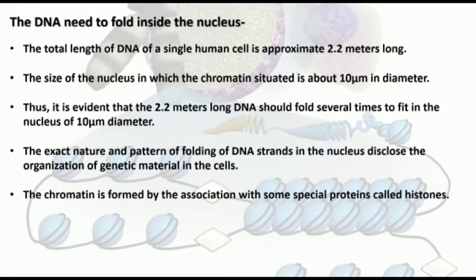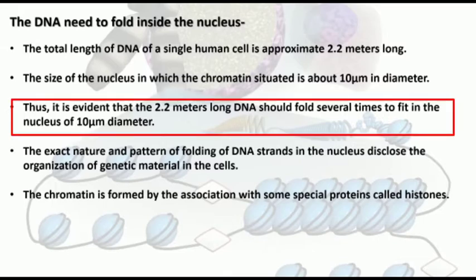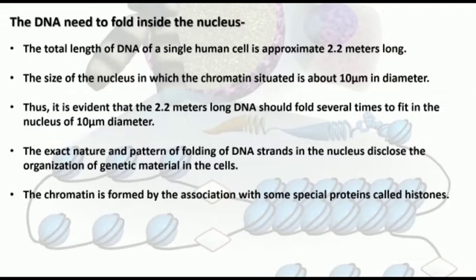The 6.4 billion base pairs will constitute a total length of about 2.2 meter DNA strand. The total length of the DNA strand of a single human cell is approximately 2.2 meters long. The size of the nucleus in which the chromatin is situated is about 10 micrometers in diameter. Thus it is evident that the 2.2 meter long DNA should fold several times to fit in the nucleus of 10 micrometer diameter. The exact nature of the pattern of folding of the DNA strand in the nucleus discloses the organization of genetic material in the cell.